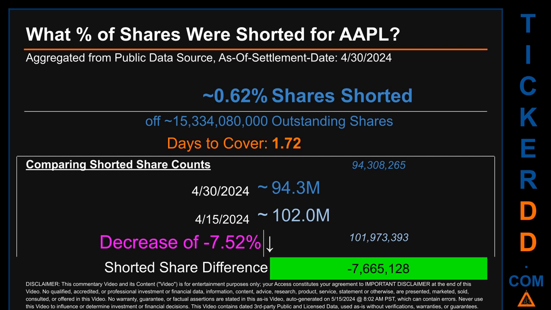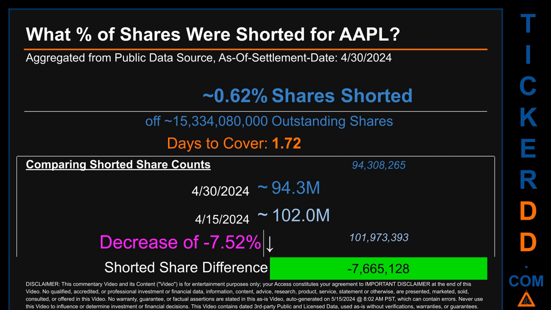Therefore, for AAPL, based on as is, discovered, public data when this video was generated, the ticker has a short interest of roughly 0.62%, which I got by taking the number of shorted shares and dividing it by the number of outstanding shares to get the percentage value. Days to cover is 1.72.